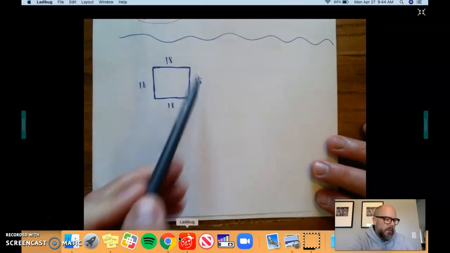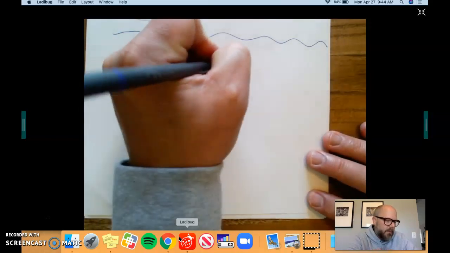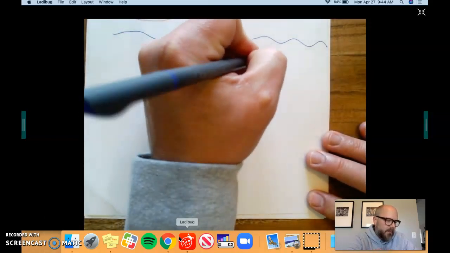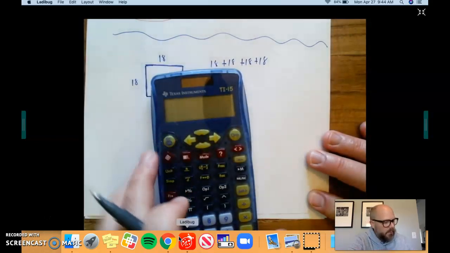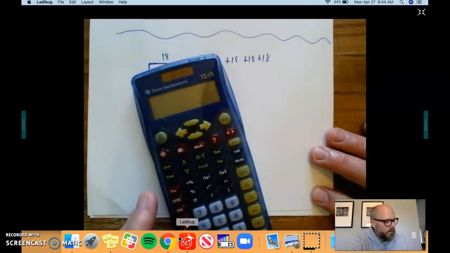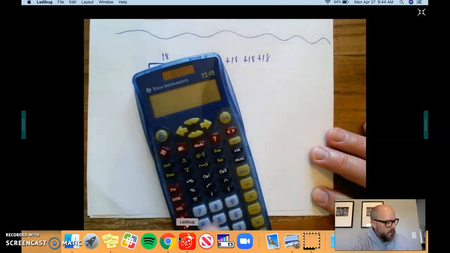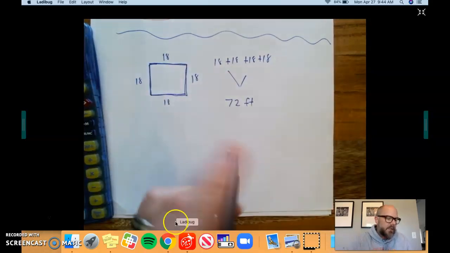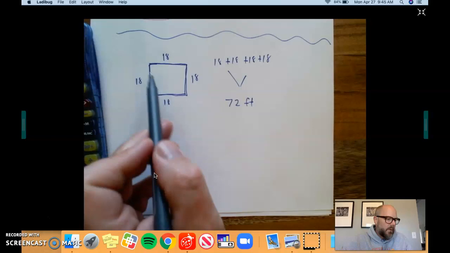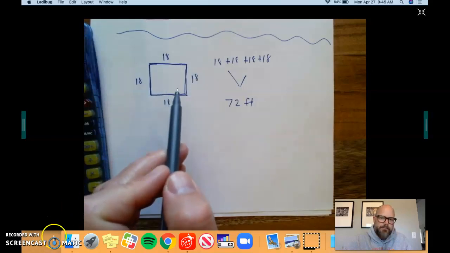Perimeter is we add up all the sides. So I certainly can go 18 plus 18 plus 18 plus 18. But we've learned multiplication is a great shortcut. We have 4 18s, so we can just go 18 times 4, which is 72. So that's 72 feet all the way around this courtyard, okay?